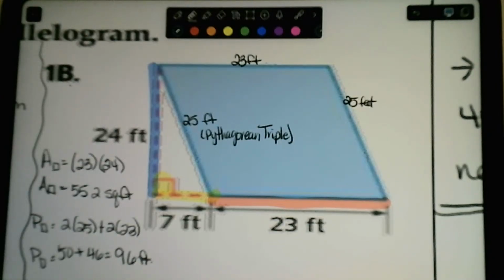Why does it say Pythagorean triple next to the 25 feet? Why would I write that? Is that a burning question you have? Anyone? Matthew? Is that your burning question? Why would I write Pythagorean triple? Like, what is that? Is that your burning question?